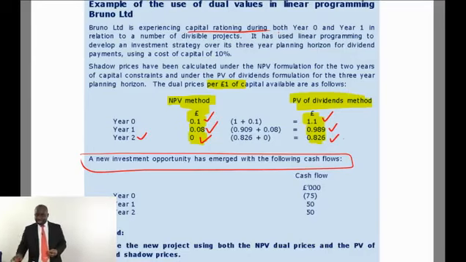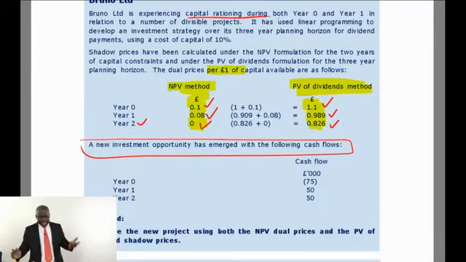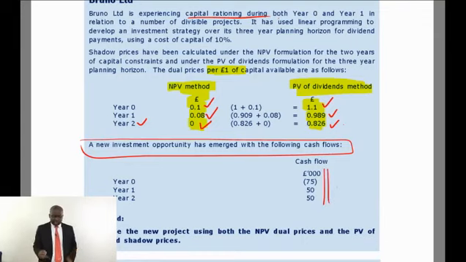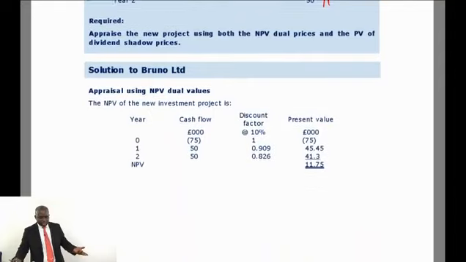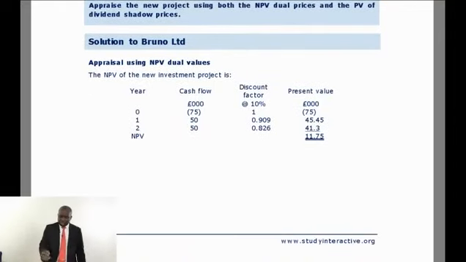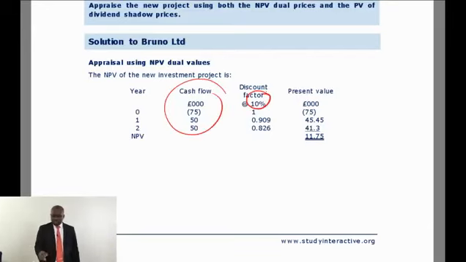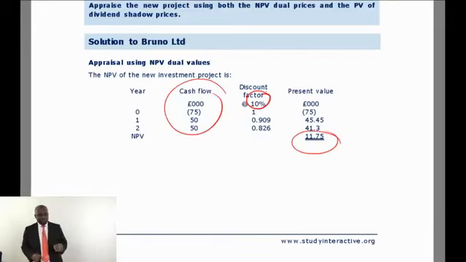So you need to calculate the NPV of the project. This project is giving you these cash flows. Cost of capital is 10%. Everybody knows how to calculate this. We have the discount factors here, we multiply by the cash flows, and we get the NPV. Therefore, this new project is worth undertaking because it is giving us a positive NPV of 11.75.